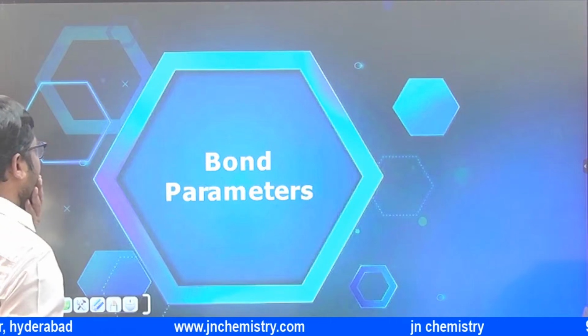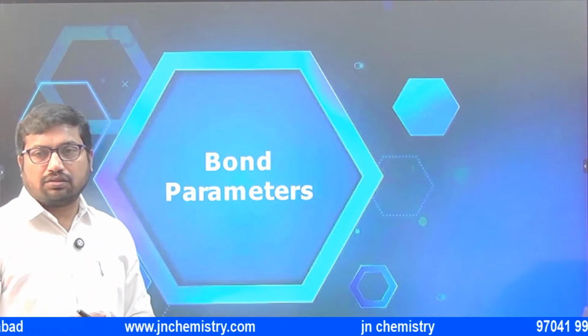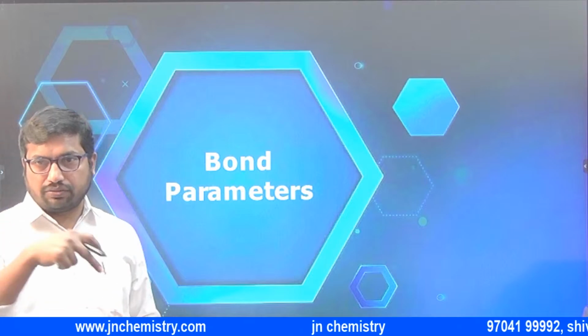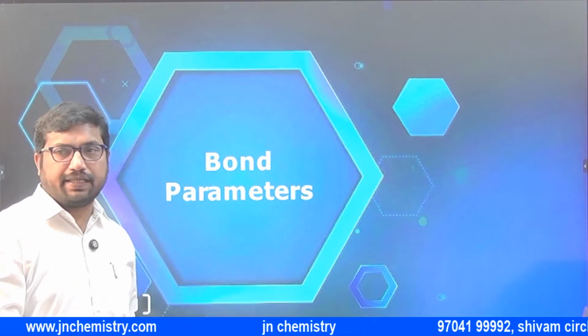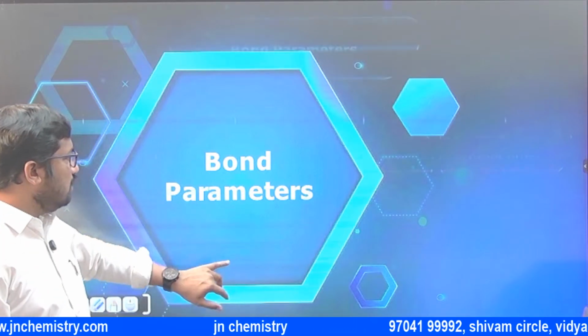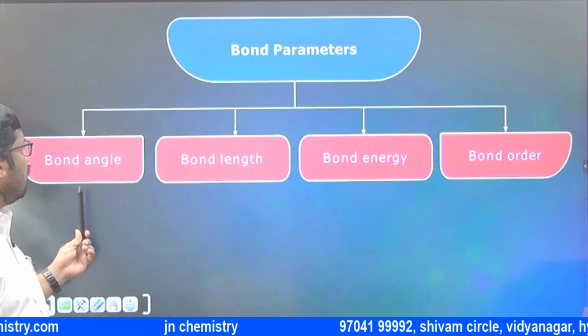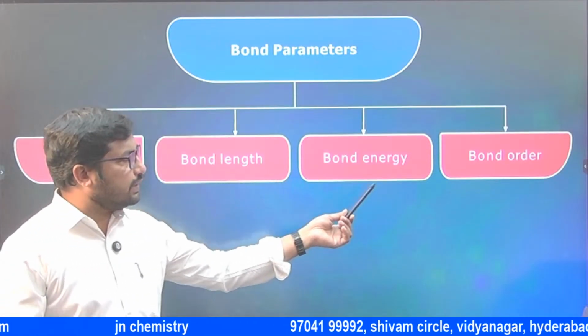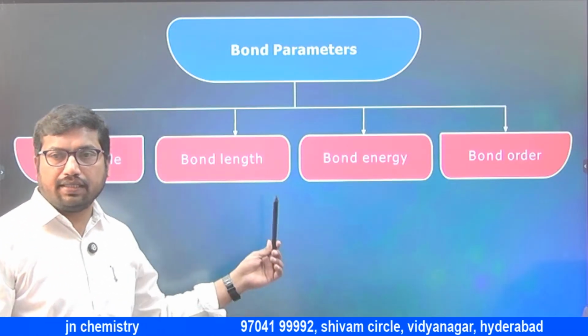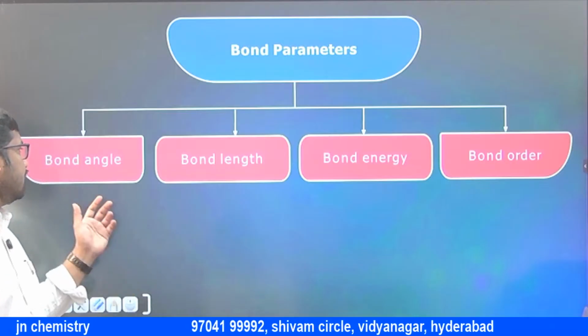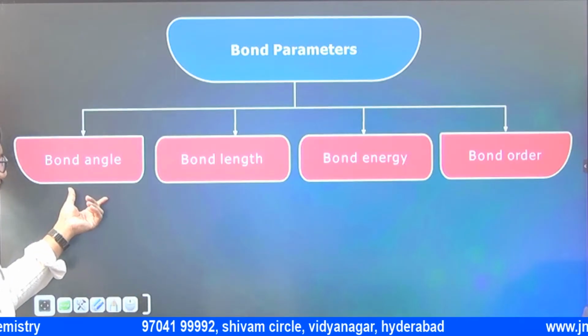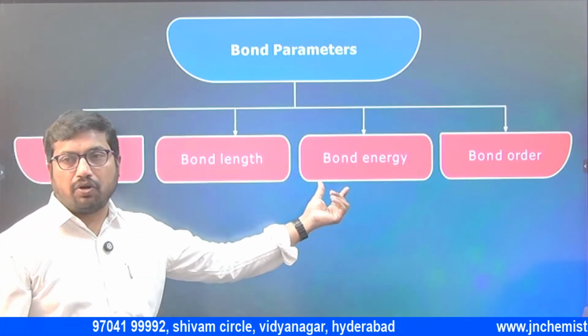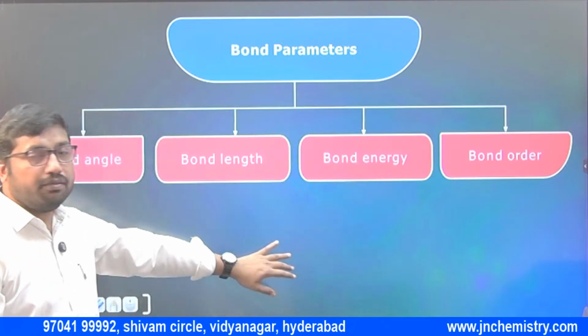So bond parameters, one of the important topics. Whatever question you ask, I'll explain here also. So here are bond angle, bond length, bond energy, and bond order. Of course, we already discussed something else here, but we'll discuss one by one: bond angle, bond length, bond energy, and bond order.